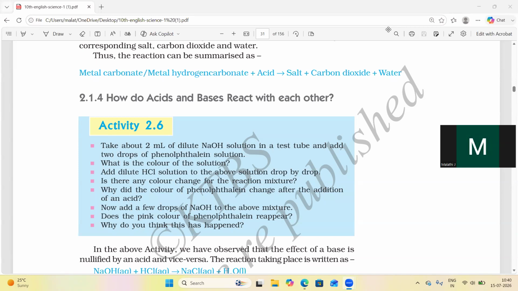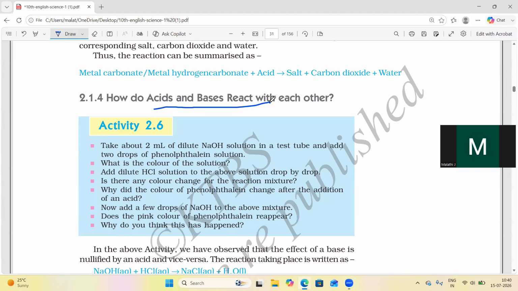Last session we discussed how acids react with metals, and how acids react with metal carbonates and metal bicarbonates. Today we'll discuss another aspect of acids: how acids and bases react with each other. If we are having acidity, what will we use to neutralize that? We'll use a base to cure the acidity.